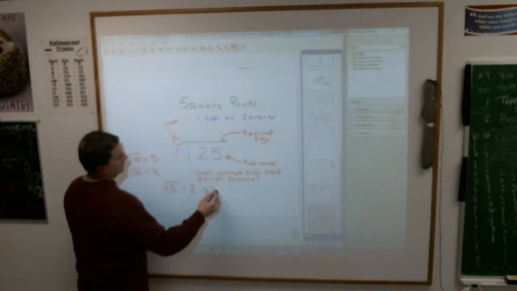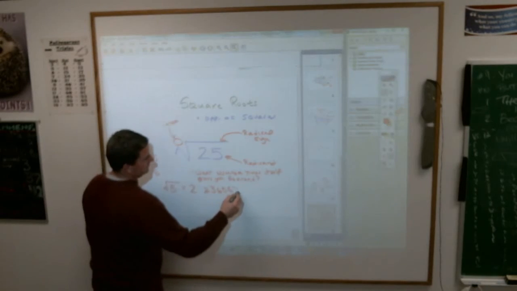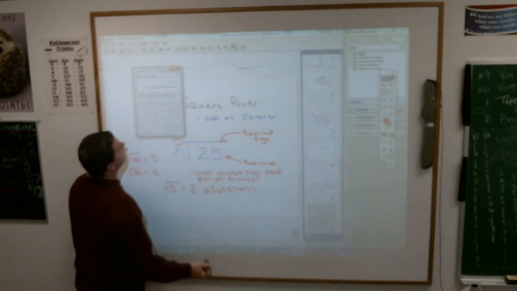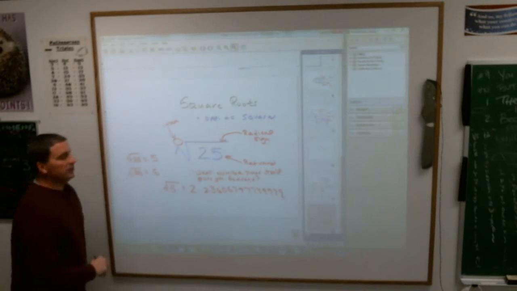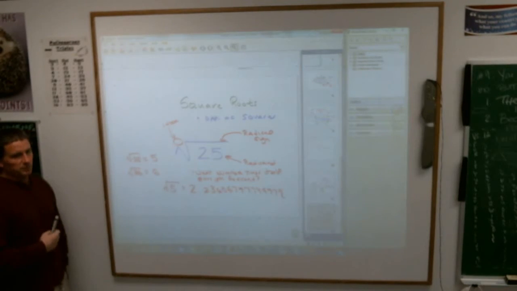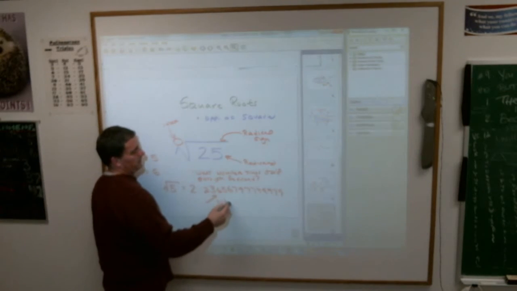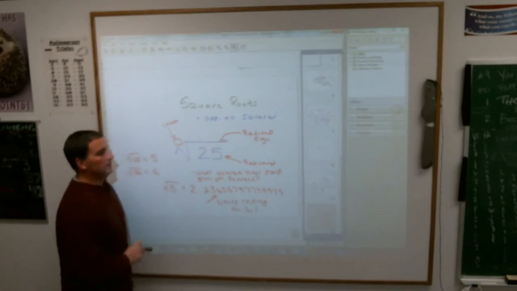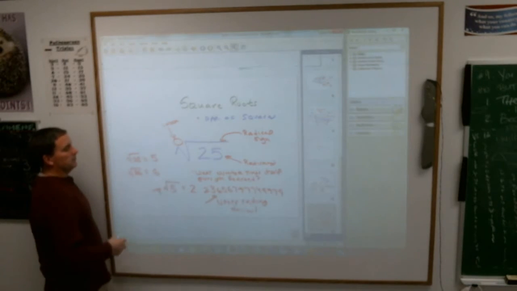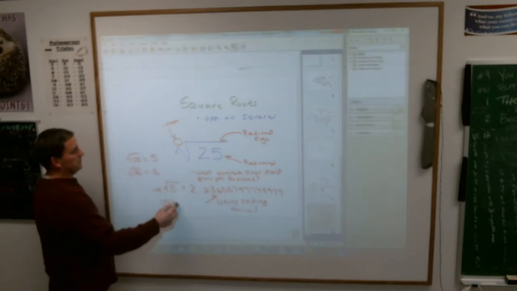2.23606 7977 49979. And the only reason my calculator stops is because it ran out of places where I could put the things in there. Okay, this is a never-ending decimal. Hence the reason it doesn't make sense to us, because it never stops. And we can't get an exact answer for just the square root of 5, because it goes on forever. It is irrational. It makes no sense.